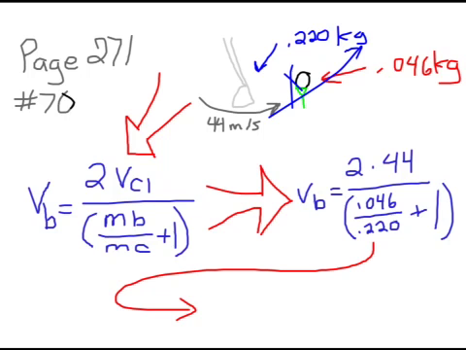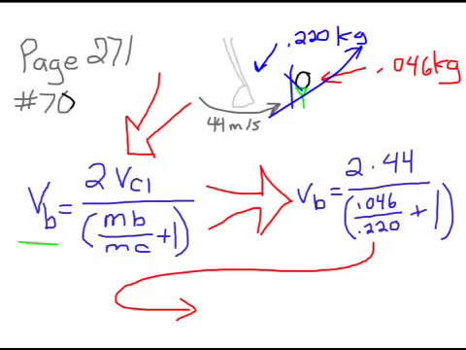I had to go to Mr. Waters a couple times to make sure I was not violating the rules of algebra, and using a long process, which I've simplified here, following this arrow, we come up with the velocity of the ball being equal to 2 times the initial velocity of the club, VC1, divided by the mass of the ball over the mass of the club plus 1.